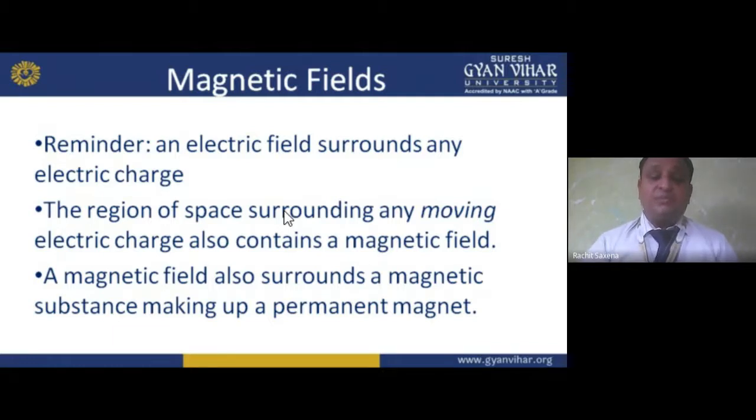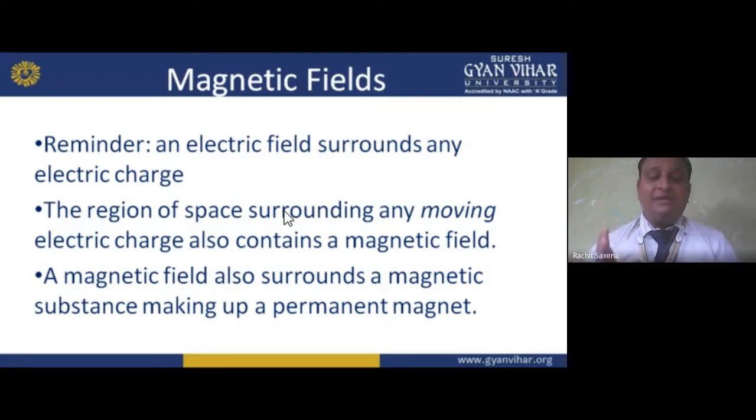So the region of space surrounding any moving electric charge also contains a magnetic field. For example, if we have a coil, in that coil the charge is moving. If charge is moving, what happens? The charge basically passes through the turns of the coil. Because of the turns of the coil, basically ampere-turn is there.